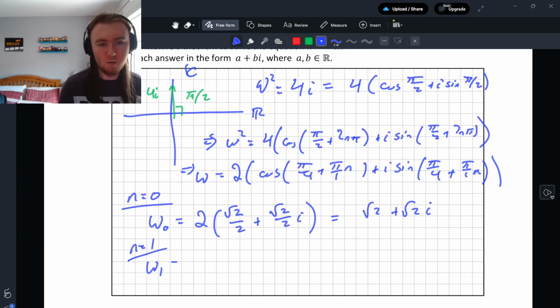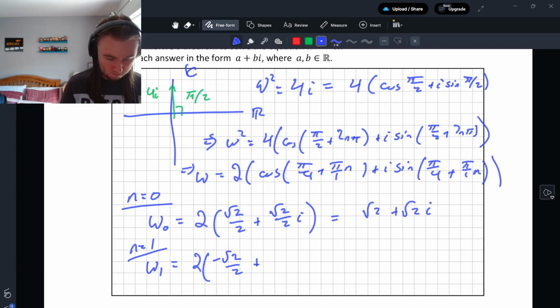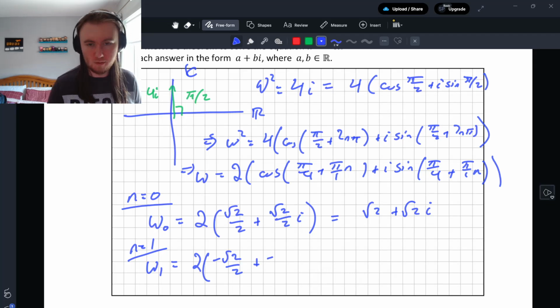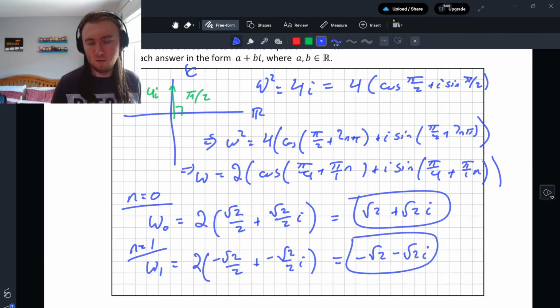That is n equal to 1. w1 is going to be 5 pi over 4. So cos of 5 pi over 4 is minus root 2 over 2. So 2 lots of minus root 2 over 2. And then sine of 5 pi over 4, I'm pretty sure is the same. Yeah. Plus the negative root 2 over 2 i. So it's just minus root 2 minus root 2 i. Perfect.